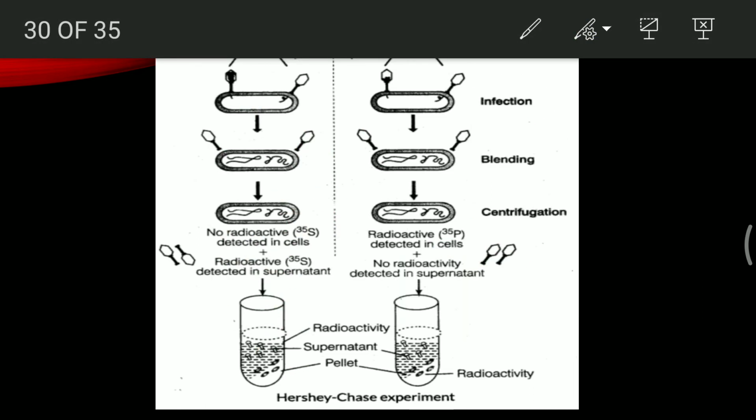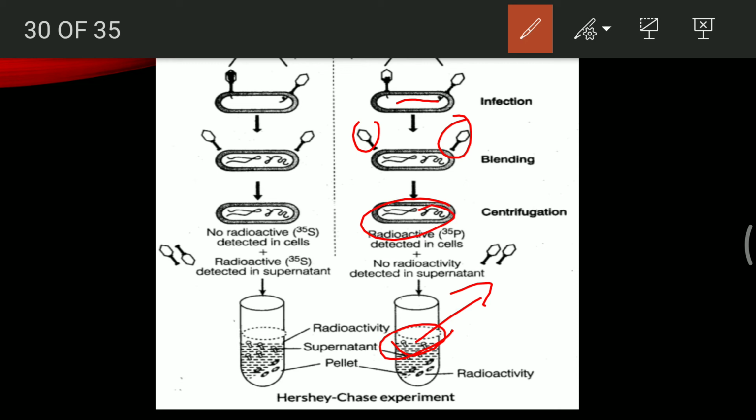In the next experiment, we saw that phosphorus was there. As soon as the T2 phage infected the bacterium, something went inside and the protein coat, definitely the capsids, all fell off. Then blending was done, and after centrifugation, there was no radioactivity seen in the supernatant. Supernatant is the liquid portion which was floating up. In that there was no presence of radioactivity, and because there was no radioactivity, it was very evident that the radioactivity was present inside, in the genetic material of the bacterium.